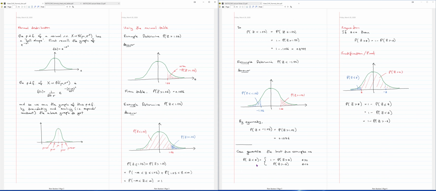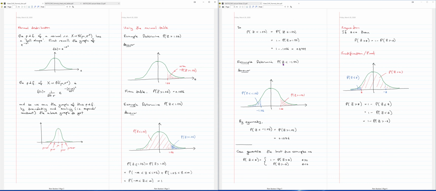So if I want the probability z less than something that is non-negative, so either 0 or positive, then I'm going to use the 1 minus across here. The probability z less than something non-negative is 1 minus the probability z bigger than that. So that gives me this case here.